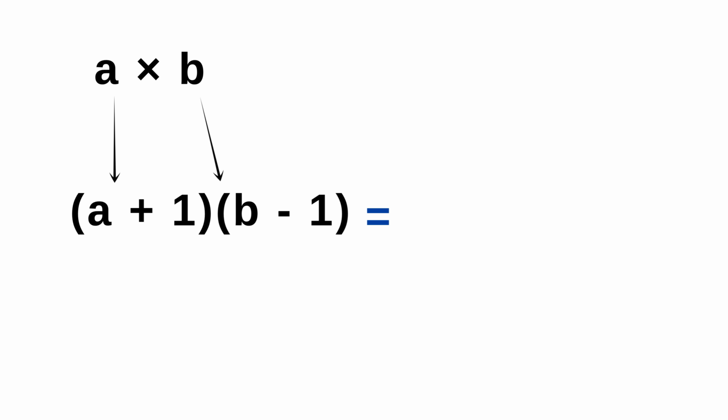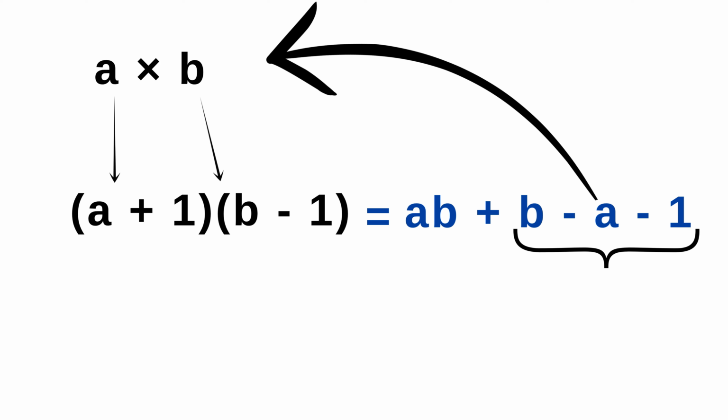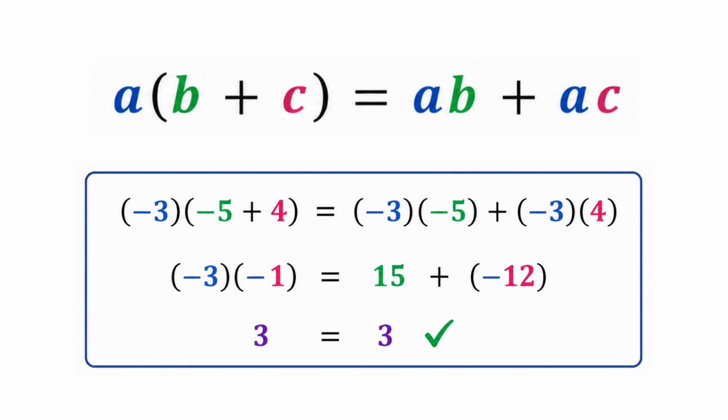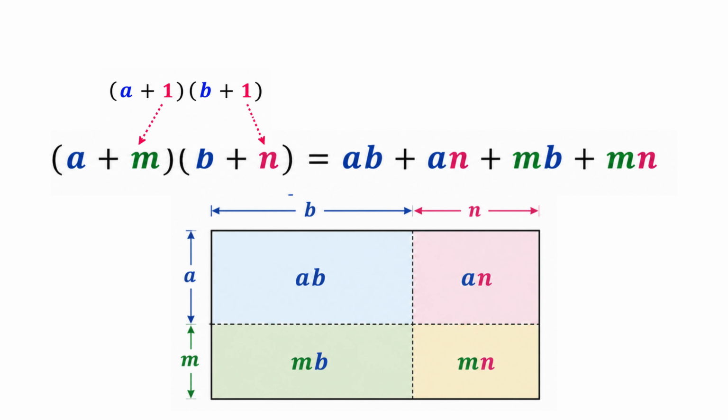If one factor increases by 1 while the other decreases by 1, (A plus 1) into (B minus 1) equals AB plus B minus A minus 1. The change now depends on the original numbers. The same distributive relationship remains valid even for negative integers. The idea becomes even richer when the changes are m and n. The four terms are simply the four regions of the corresponding rectangle. Every term in one bracket meets every term in the other.